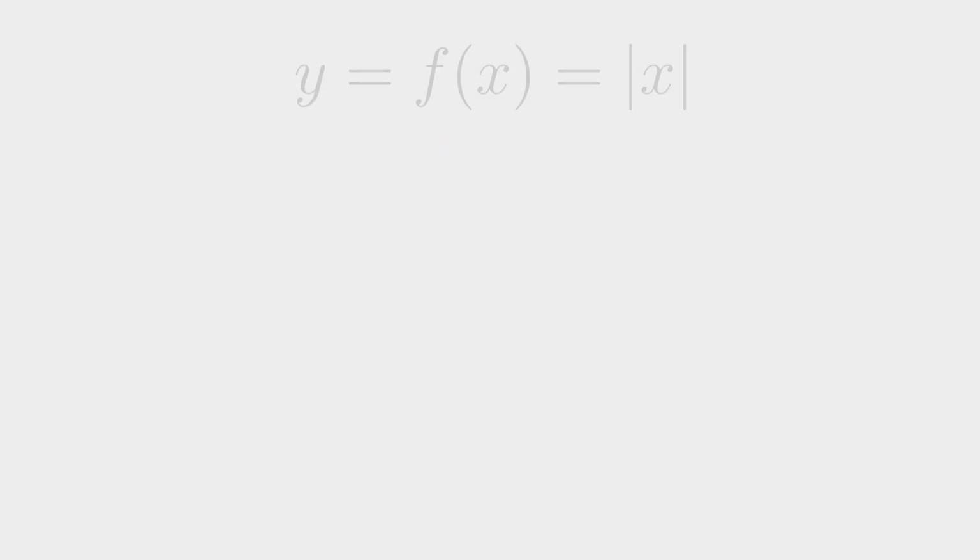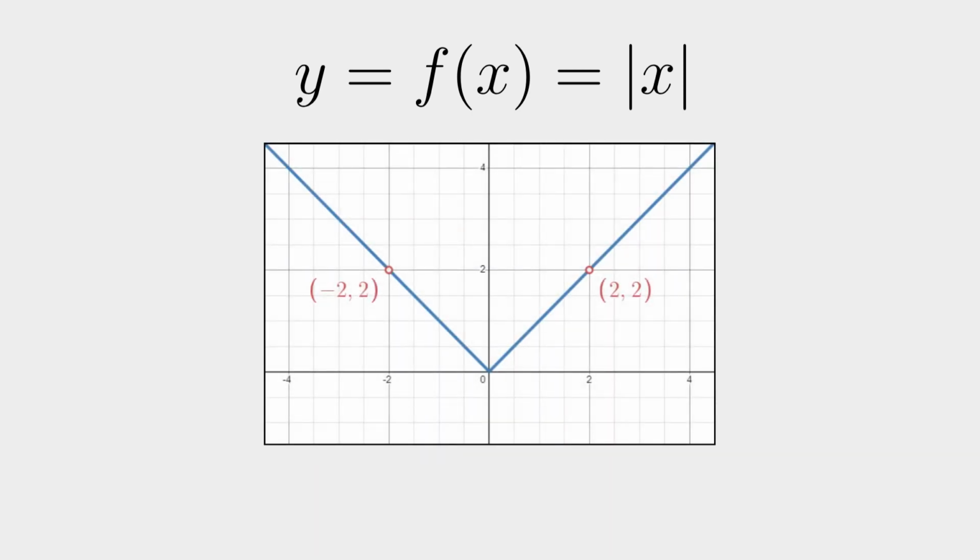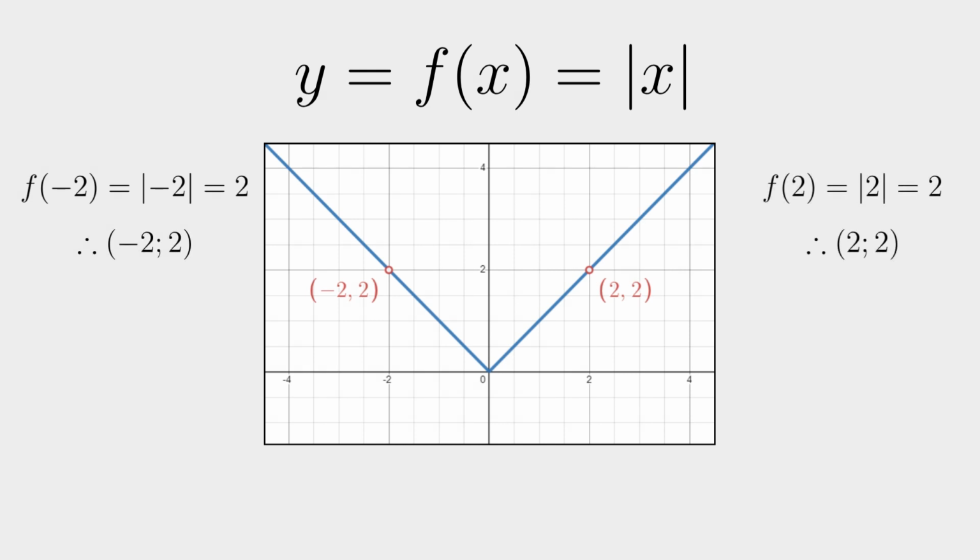The function y equals absolute value of x will look like this, where every positive x has the same y value, and when x is negative, the y value will be the same, but just a positive number. For example, when x is negative 2, the y value is 2, and when x is 2, the y value is also 2.